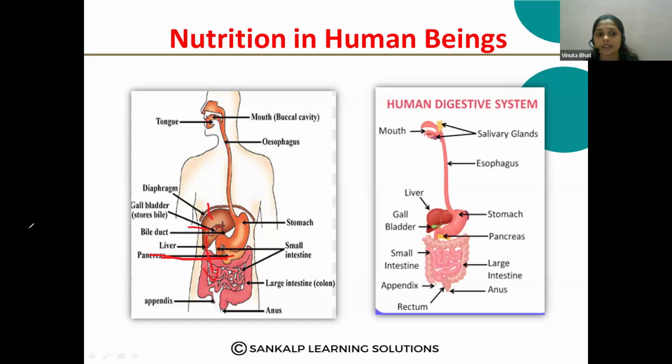So the liver and pancreas secrete some juices that are received by the small intestine. Okay, let us see how digestion takes place in the small intestine. In the small intestine, first it receives the bile juice from the liver. Okay, bile juice from the liver and pancreatic juice from the pancreas.